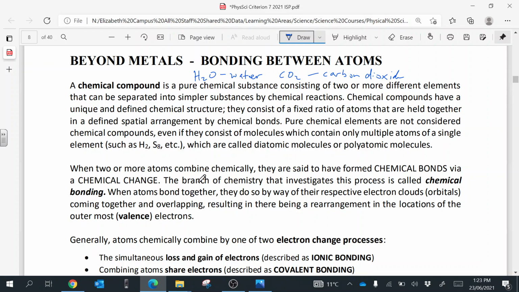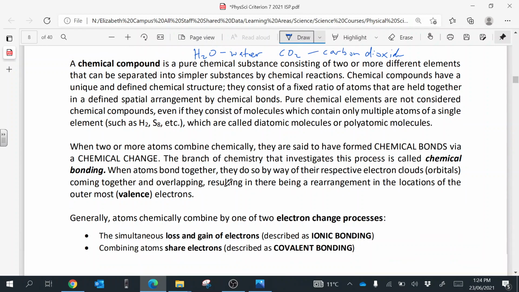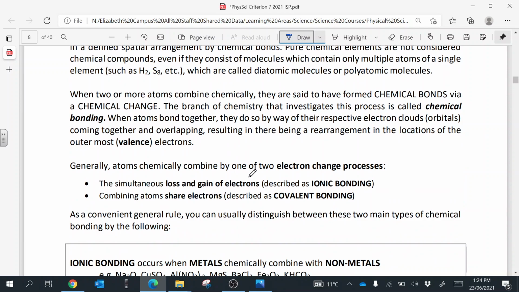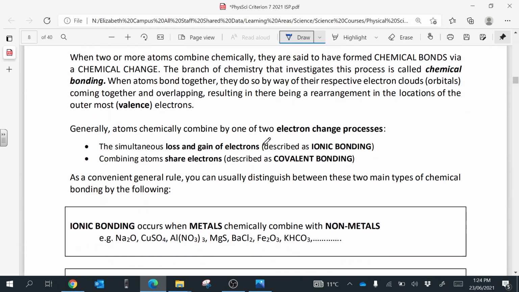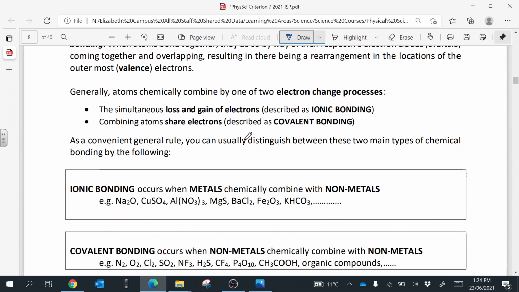Okay, so when two or more atoms combine chemically, they are said to have formed chemical bonds via a chemical change. The branch of chemistry that investigates the process is called chemical bonding. When atoms bond together, they do so by way of their respective electron clouds coming together and overlapping, resulting in a rearrangement in the locations of the outermost valence electrons. So we're looking at valence electrons again. They're very important for chemical reactions, of course.